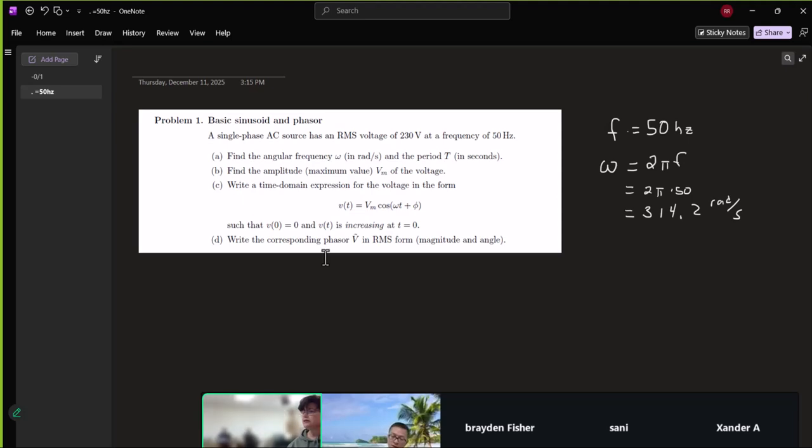Now the period, the time for one complete cycle, that's capital T. The period is 1 over the frequency, not the angular frequency, because the frequency is cycles per second, whereas the angular frequency is radians per second. So 1 over 50 is 0.02, and if frequency is per second, then period has to be in seconds, so that is the time it takes for one cycle.